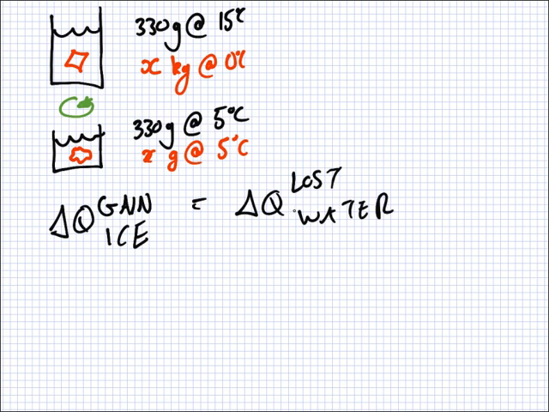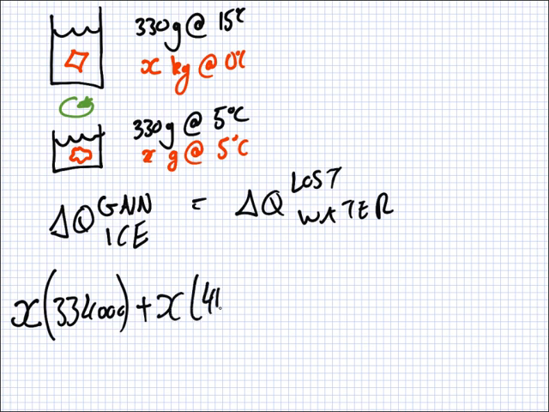Okay, so how much energy does the ice gain? Well, two things happen to the ice. It melts, so that will be m, which in this case is x, L, which is 334. Then what does the ice do? After it melts, it increases. How much does it increase by? 5 degrees.